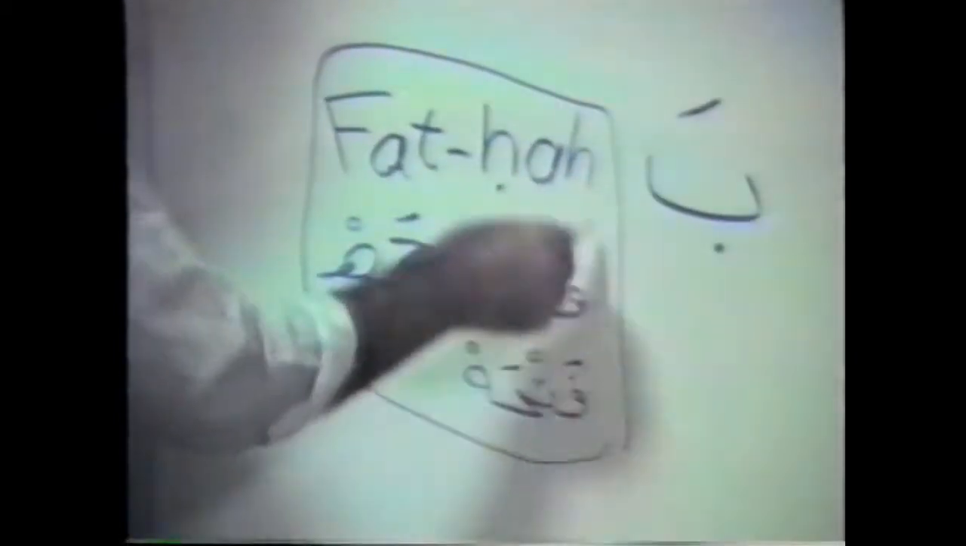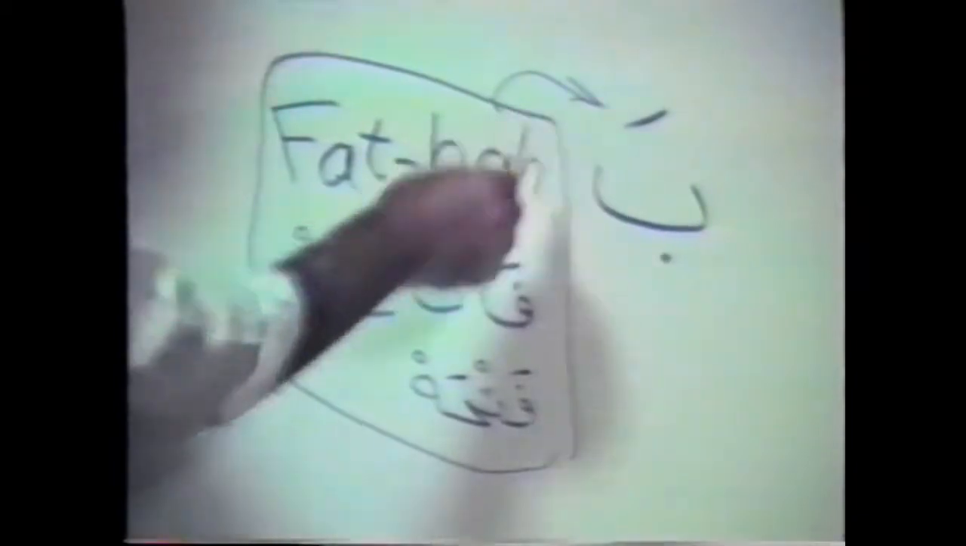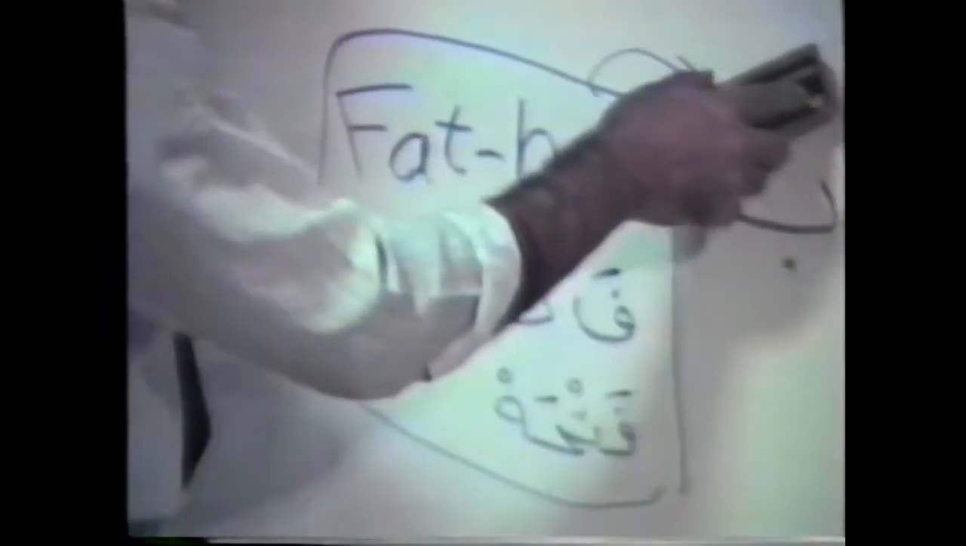And we are now talking about the name of this vowel here. The fatha. The next vowel is called kasra. And this is the one that goes underneath the letter.